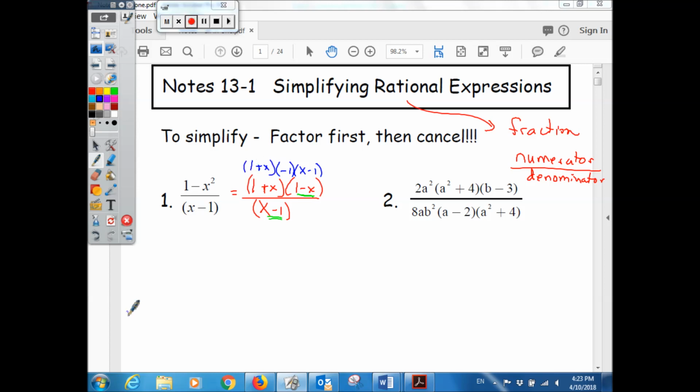Now when we look at canceling, I can cancel the x minus 1 from the denominator and the x minus 1 from the numerator, and what I'm left with is a negative 1 times 1 plus x all over 1. Rewriting and simplifying that, I'm going to distribute the negative 1, and I get negative x minus 1.